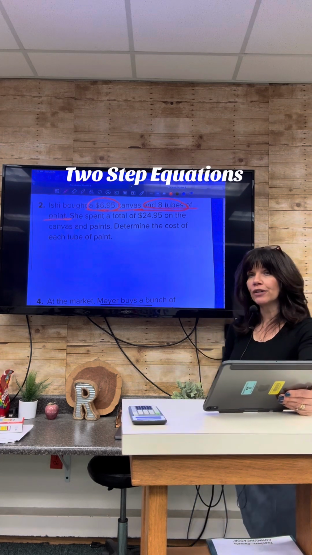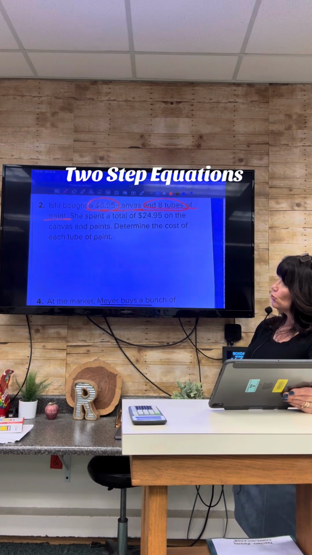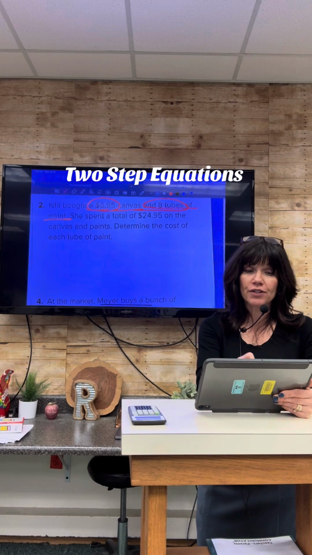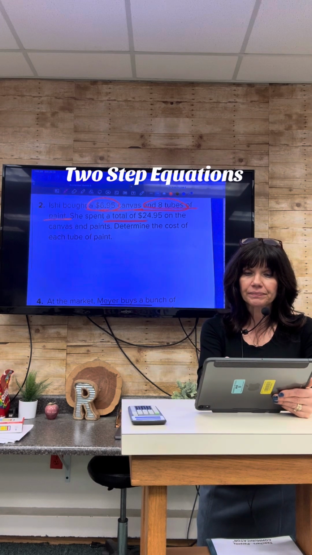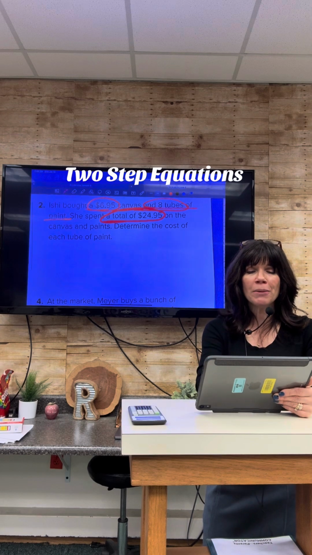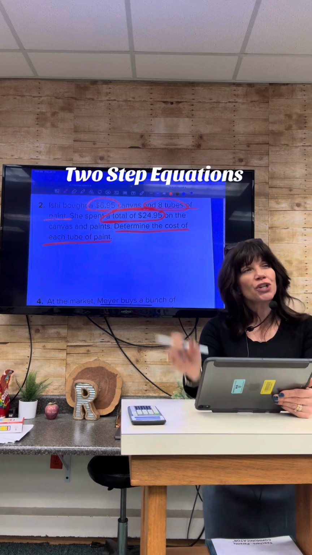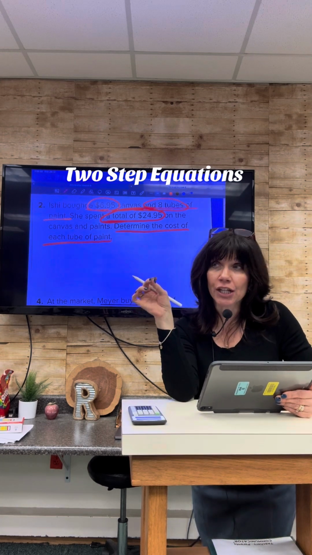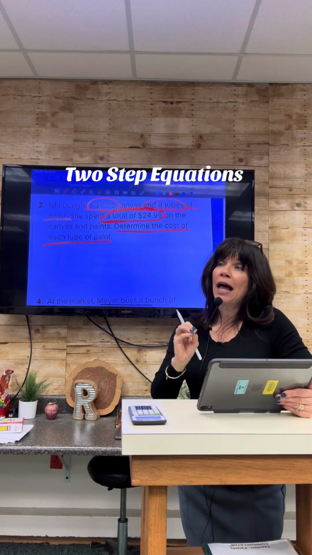Look up to see, did you underline in a similar fashion to me? She spent a total of $24.95 on the canvas and the paints. Determine the cost of each tube of paint. Are you noticing that every time we set up a two-step equation, the question they're asking you is needing you to find the value of your variable?